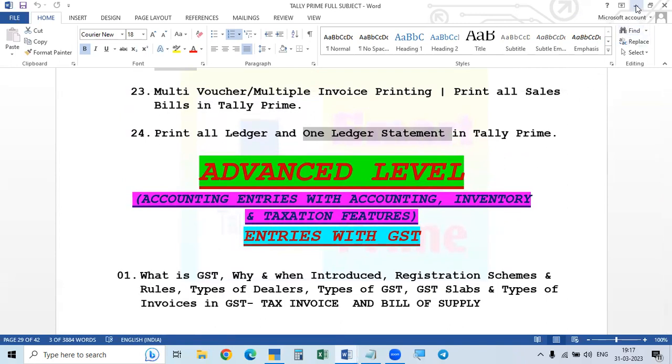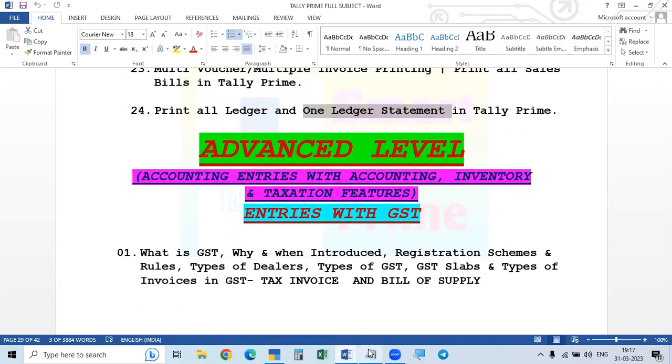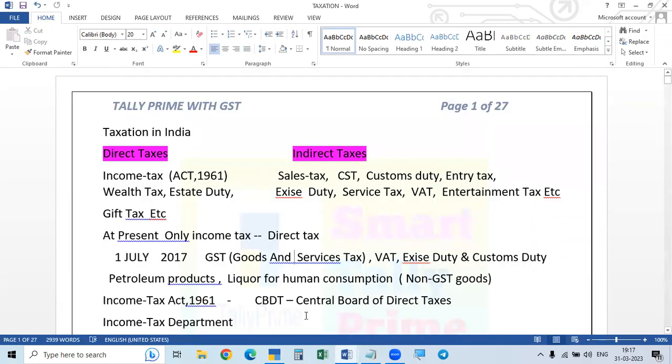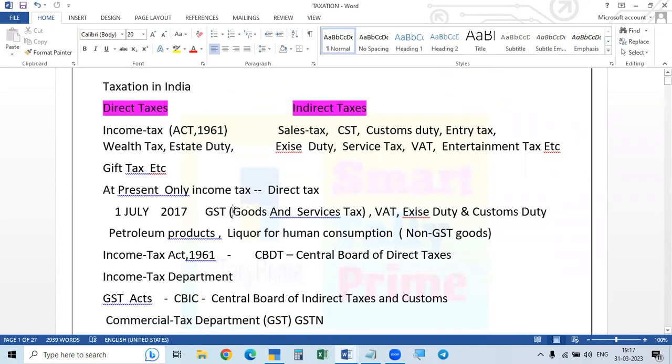Okay. Now we will go to this one. First of all, we have to know what GST is. What is the full form of GST? It means Goods and Services Tax. The full form of GST is Goods and Services Tax.